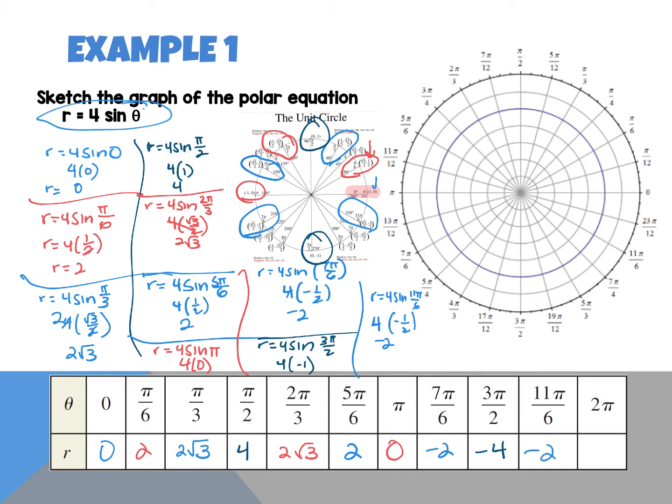Negative 2. And the last one, r equals 4 sine 2 pi, which is back to being 0.